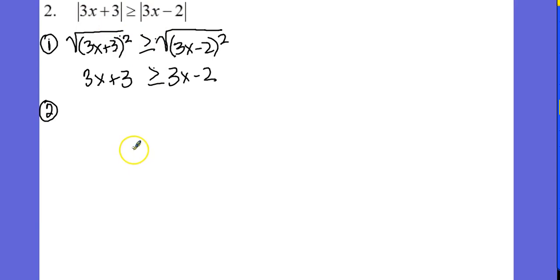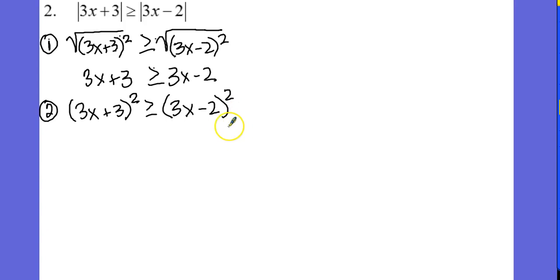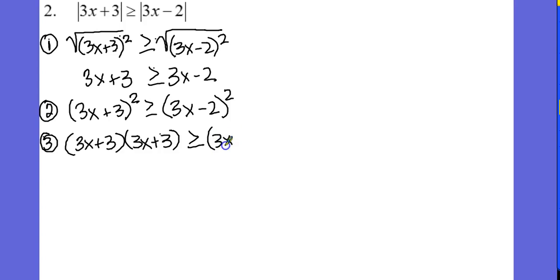So in order to avoid that issue, let's square both sides. Remember, as long as we change both sides the same way, we will still have an equivalent inequality. And this will allow us to get to where we want to go. So we shall expand in step 3. 3x plus 3 times itself is greater than or equal to 3x minus 2 times itself.